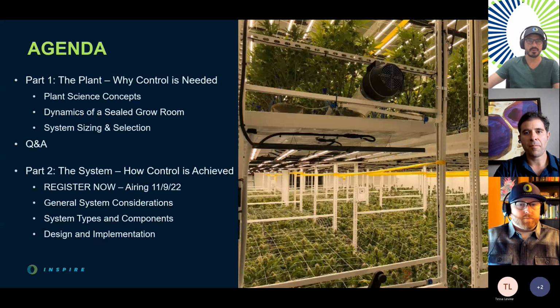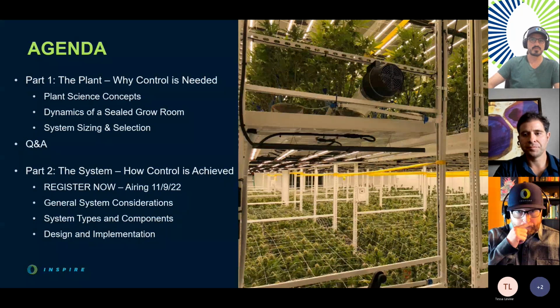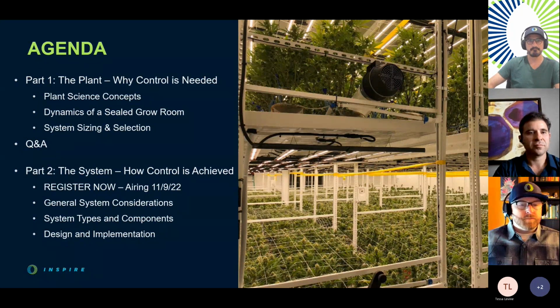It truly takes a village to build a high-performing cultivation facility, and for that reason, we have a diverse audience in attendance today. Architects, engineers, contractors, cultivators, owners, investors, consultants, and the network of channel partners we collaborate with every day. Today's presentation is part one of a two-part series and will be focused on the biology side of the equation, the plant. This will be new content for some and review for others, and we'll do our best to lay a solid foundation of plant science concepts, dynamics of a sealed grow room, and HVAC system sizing and selection, with the overall goal of building better facilities and growing better cannabis more efficiently.